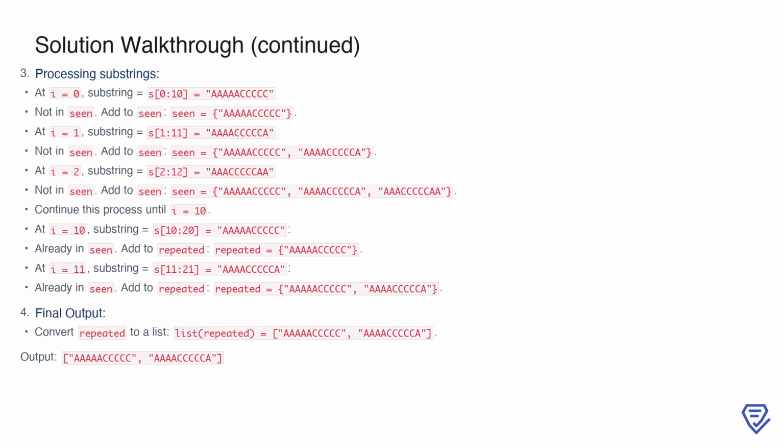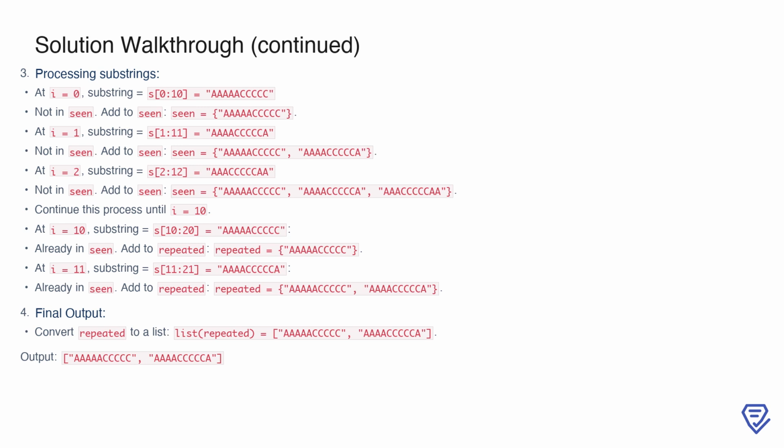As we iterate through the string, we process each 10-character substring one by one. At the first index, i equals 0, the substring is AAAACCCCC. Since it's not already in the seen set, we add it to seen. Moving to i equals 1, the substring becomes AAACCCCCA, which is also new, so we add it to seen. This process continues, with each new substring being added to seen until we reach i equals 10. At this point, the substring AAAACCCCC reappears. Since it's already in seen, we add it to the repeated set.